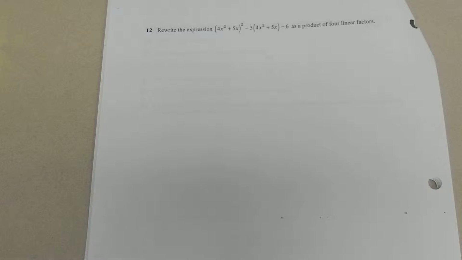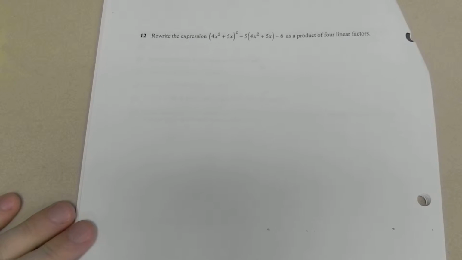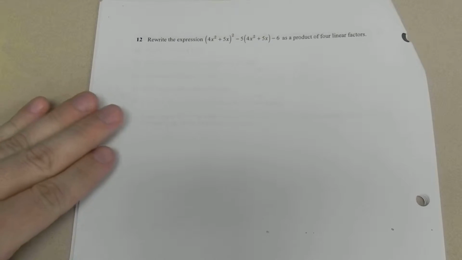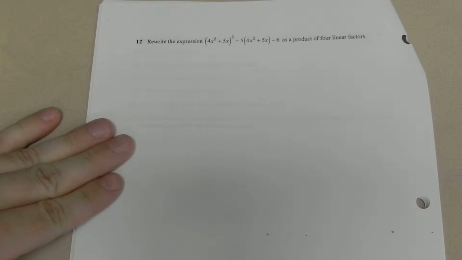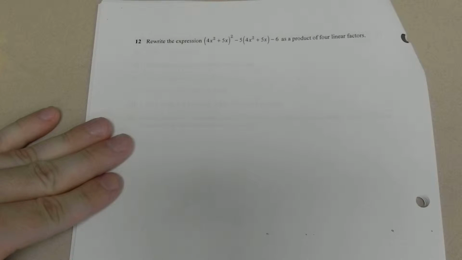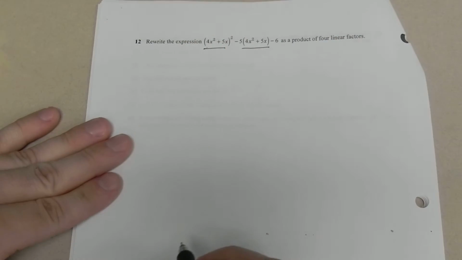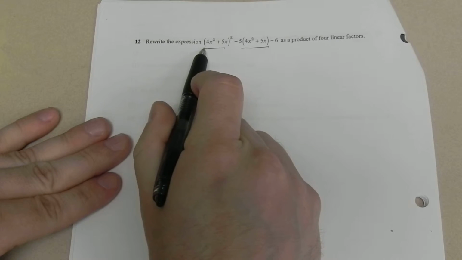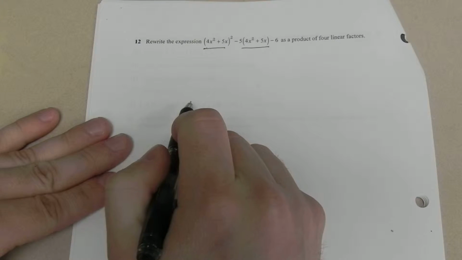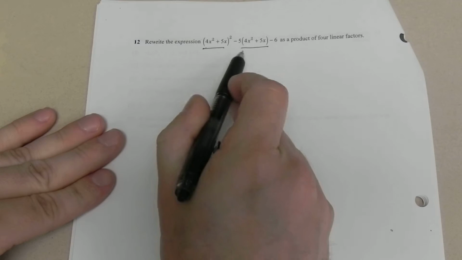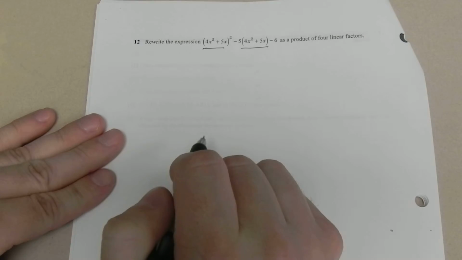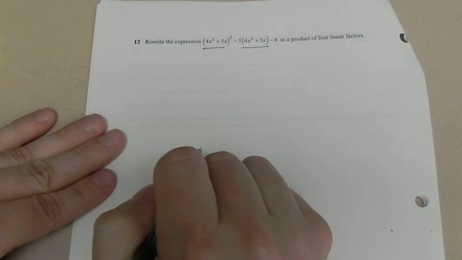Problem number 12. It wants us to rewrite this polynomial as a product of four linear factors. So essentially I need to factor this. Well, what's throwing me off is right here. I have a 4x squared plus 5x inside a set of parentheses. I have another 4x squared plus 5x inside a set of parentheses.